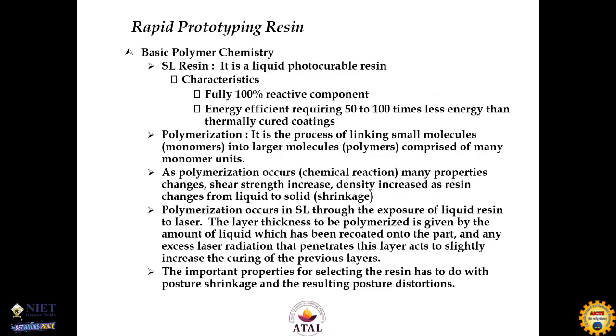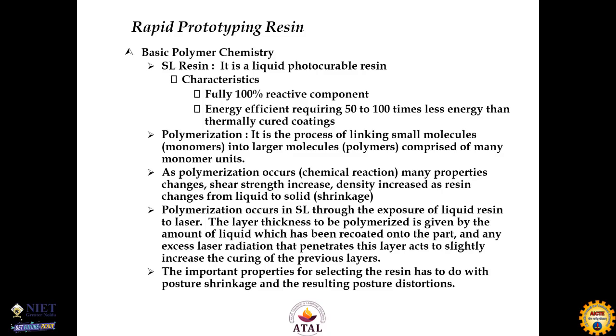Liquid photocurable resin is a fully 100% reactive component, energy efficient, requiring 50 to 100 times less energy than thermally cured coating. Photopolymerization is a process of linking small molecules, monomers, into large molecules, polymers, comprised of many monomer units. As photopolymerization occurs by chemical chain reaction, many property changes occur: shear strength increases, density increases, and the resin changes from liquid to solid form. Shrinkage occurs basically.